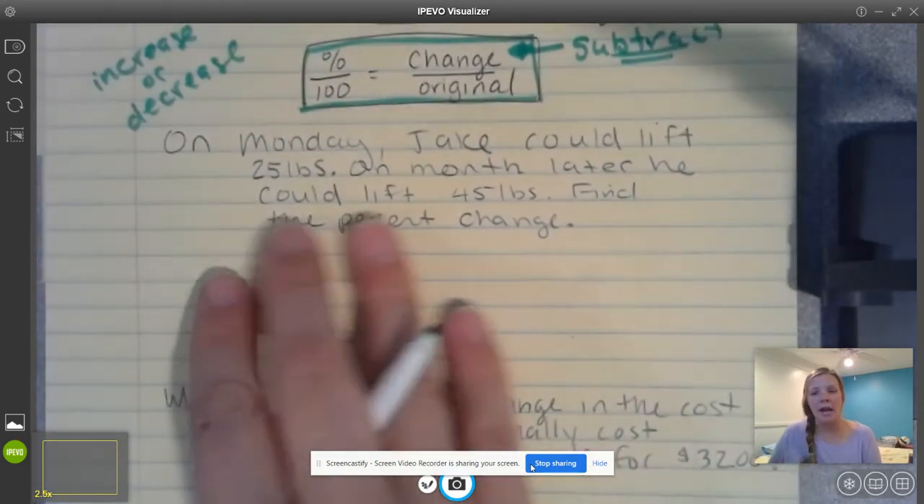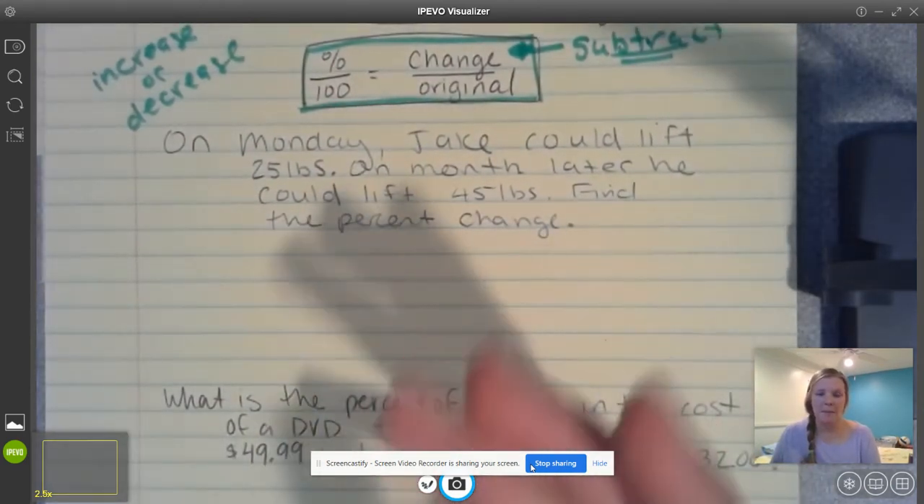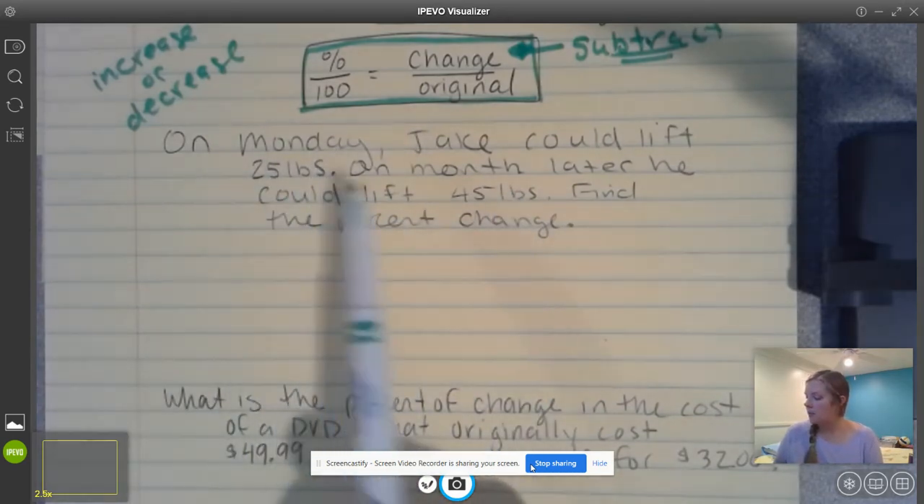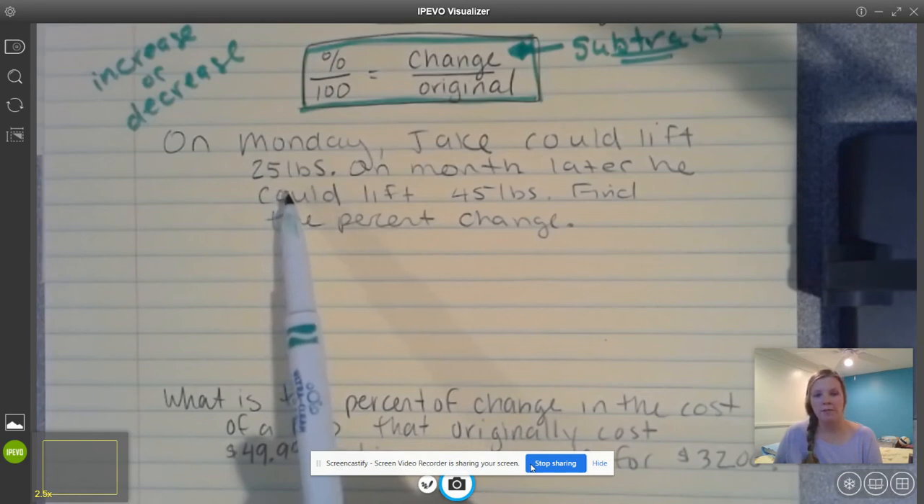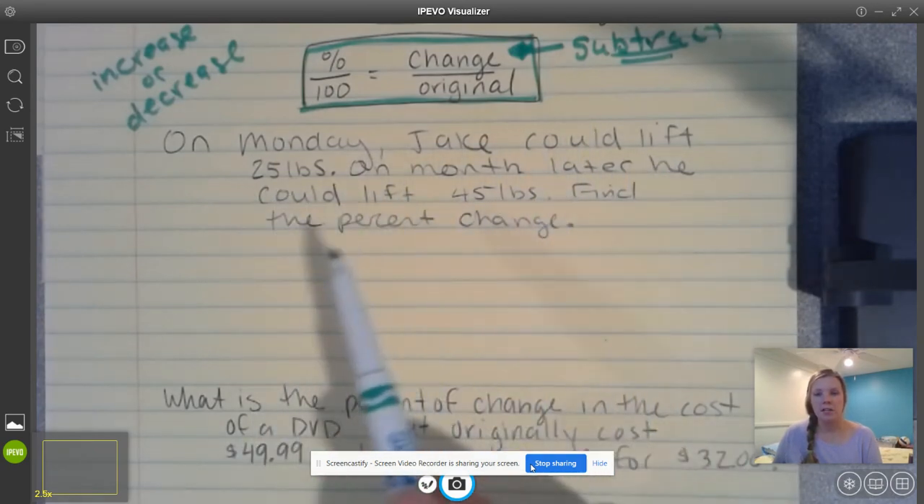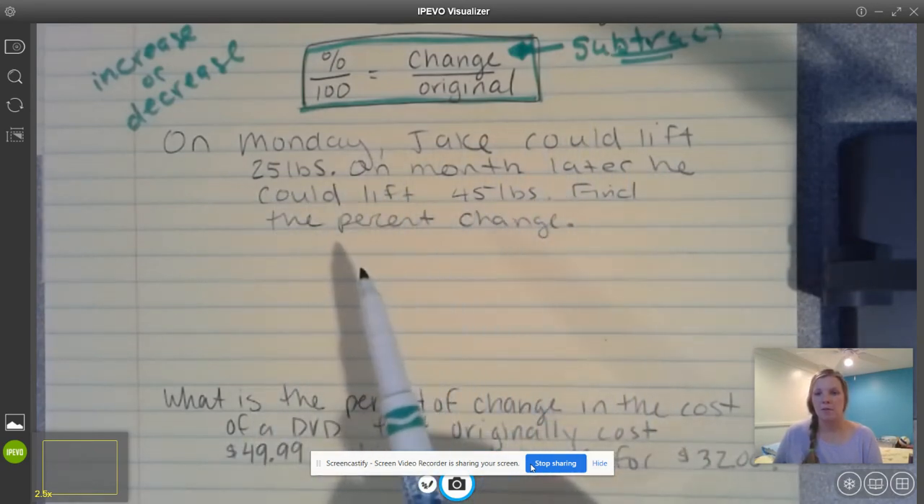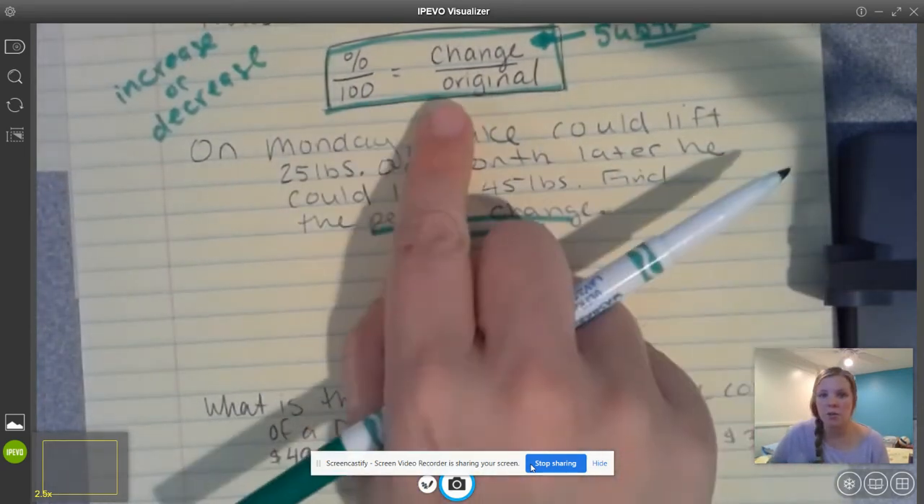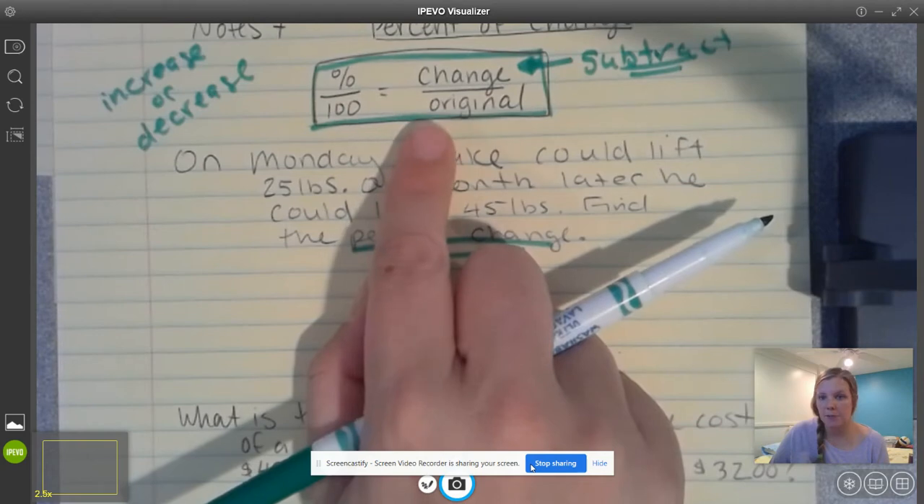In your notes, you don't have to write these word problems down, but it might be helpful for you to refer back to if you want to take the time. Go ahead and press pause if you want to do that so that my speaking doesn't get you messed up. But this problem says, on Monday, Jake could lift 25 pounds. 1 month later, he could lift 45 pounds. Find the percent change.